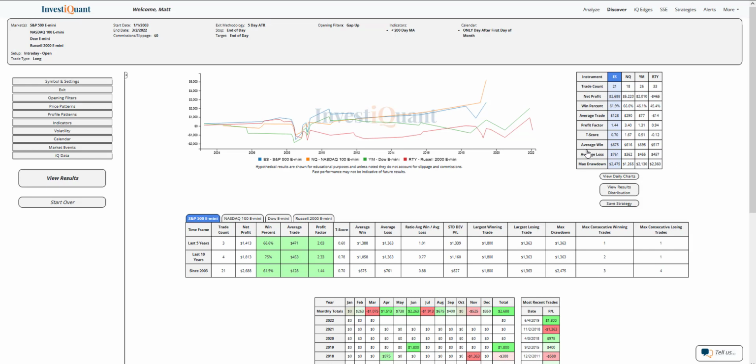And then if we go to the average win versus average loss, you can see the average loss is larger than the average win here on the S&P. For the NASDAQ, the average win is larger. For the Dow, the average win is larger. For the Russell, the average win is larger. So 3 out of the 4 instruments have larger average wins compared to their average losses.